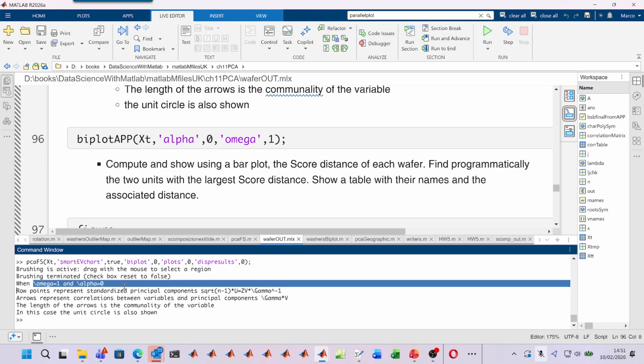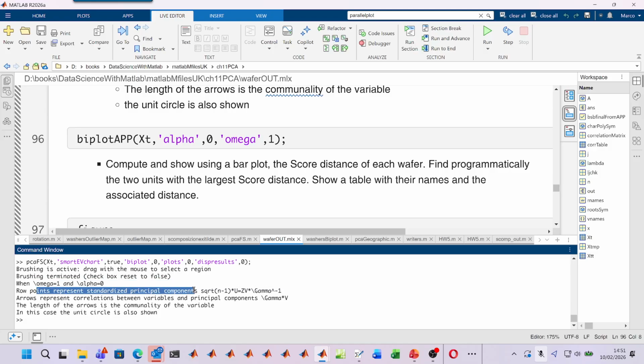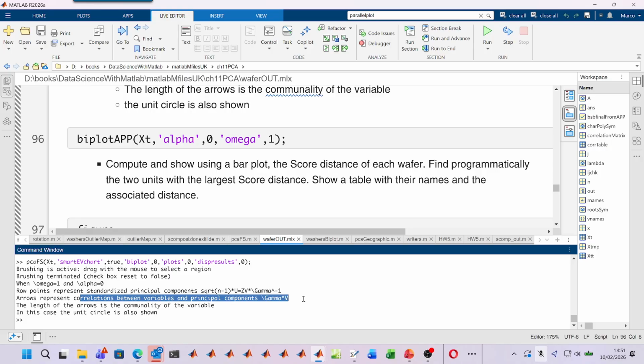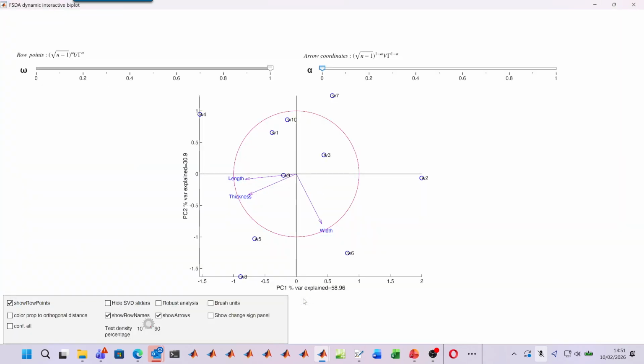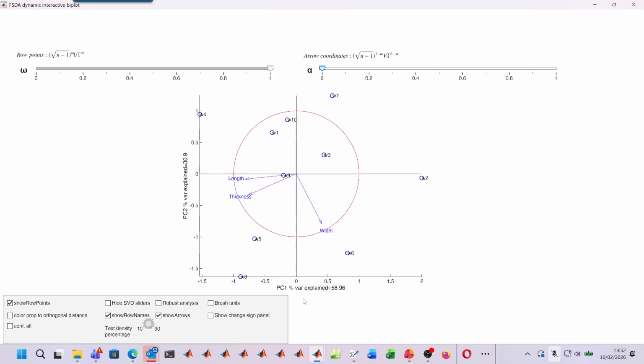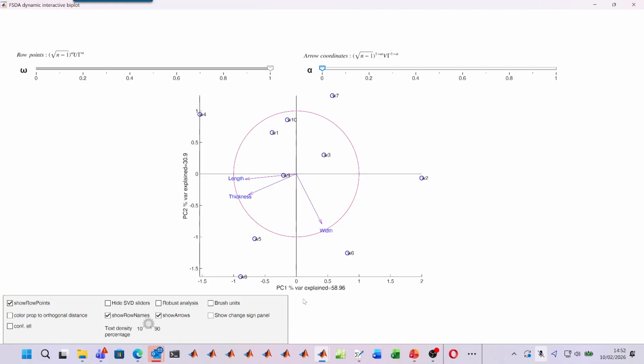In this case, look, omega is equal to 1 and alpha is equal to 0. Therefore, row points represent standardized principal components, what I've just shown you. You see it in the command line. And then the arrows represent the loadings, that is the correlation between the variables and the components. The length of the arrow, the sum of squares of the correlations, is the communality. That is the reason why in this case you also plot the unit circle. Because an arrow which has a length close to 1 means that the communality of that particular variable is close to 1. That is, that particular variable is fully explained by the space of the first two principal components. Therefore, the variable which is best explained is width.